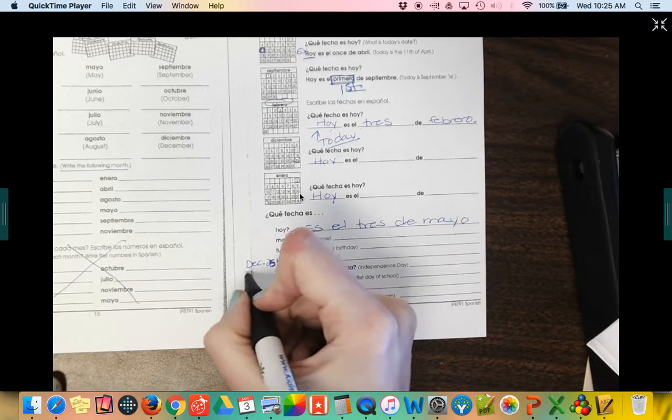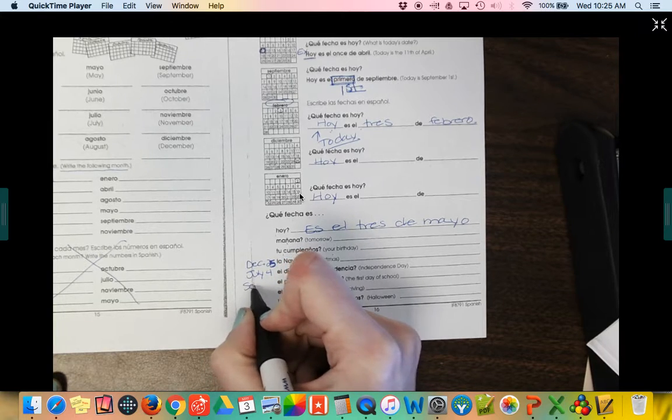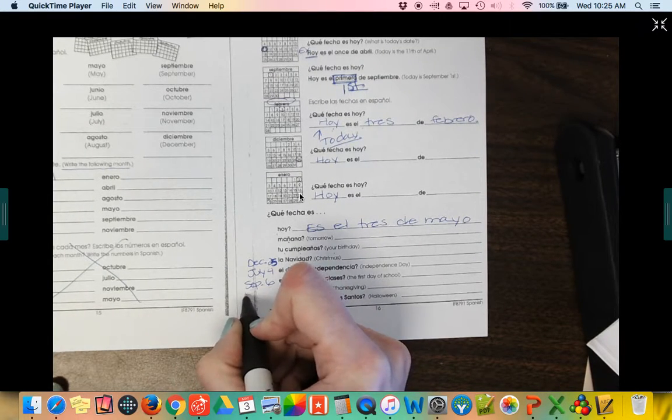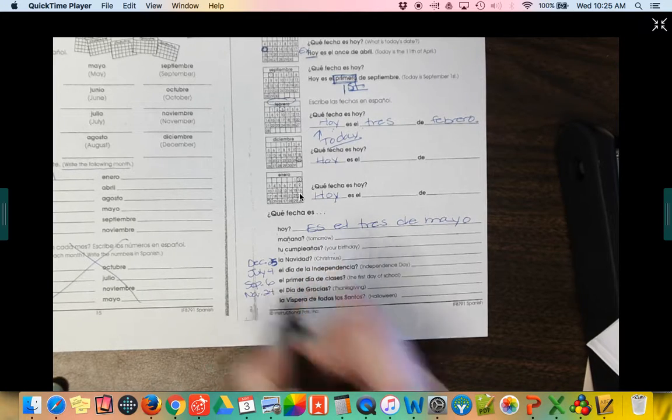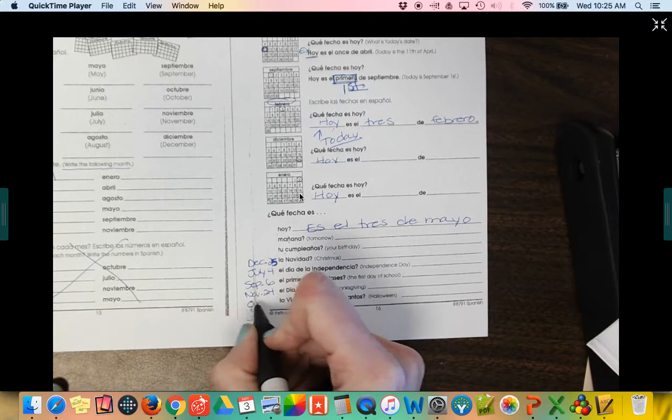Independence Day. What's the date of Independence Day in the United States? When do we celebrate our nation's freedom? 4th of July. Yes. July 4th. The first day of school this year was September 6th. And you guys are writing these down with me because these are not going to be up there later. Thanksgiving this year was November 24th. And Halloween is always celebrated on October 31st.